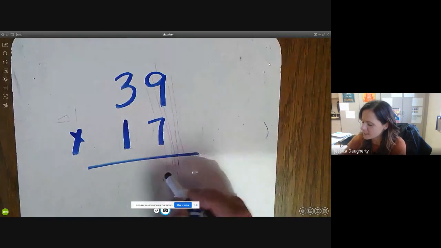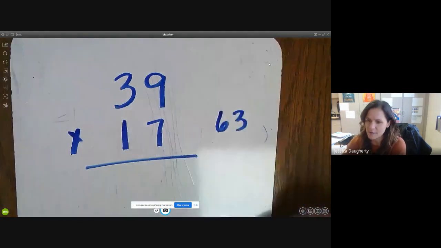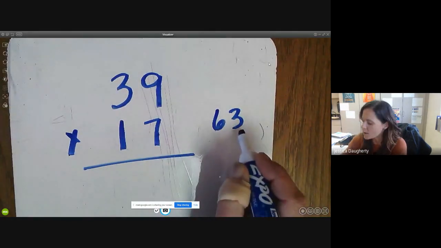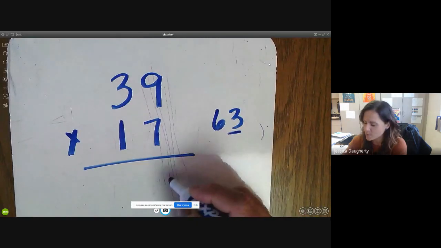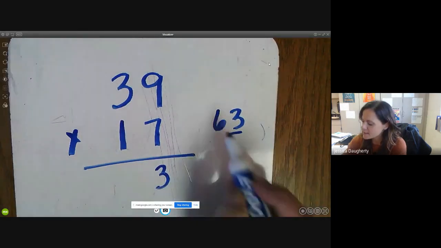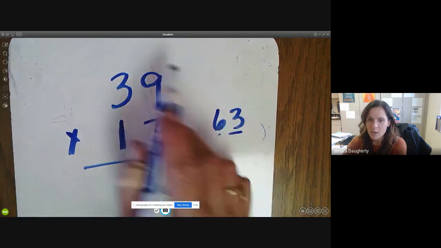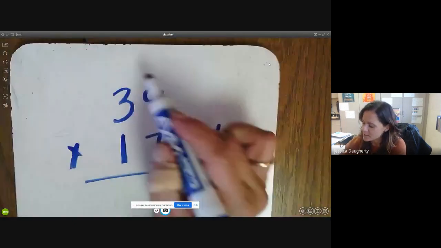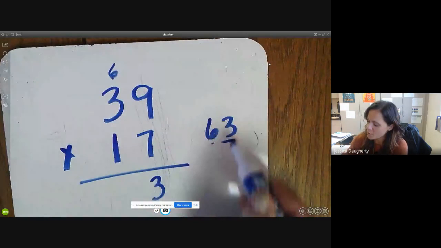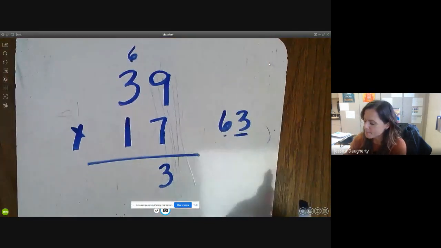So, 9 times 7, 63. In the number 63, the 3 is in the ones place. It must stay in the ones place, okay? The 6 is really a group of tens. We need to carry it into the tens place. So think about that, where those numbers belong, all right?